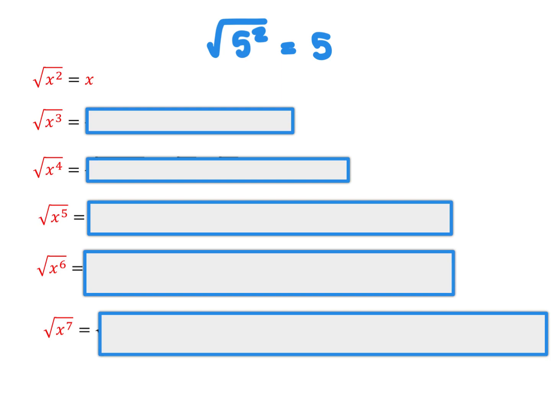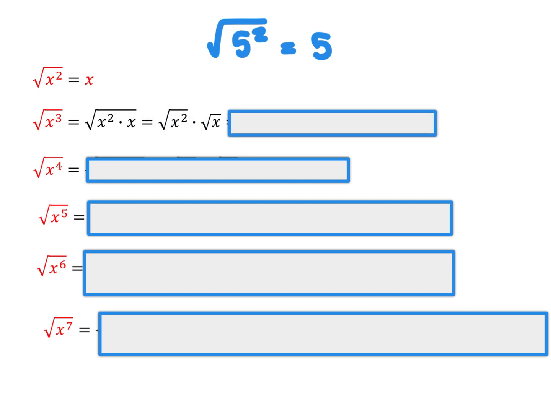Now for x to the third, I can separate x to the third to be x squared times x, which becomes the square root of x squared times the square root of x. And when I simplify the square root of x squared, I get x. So your answer is x times root x.